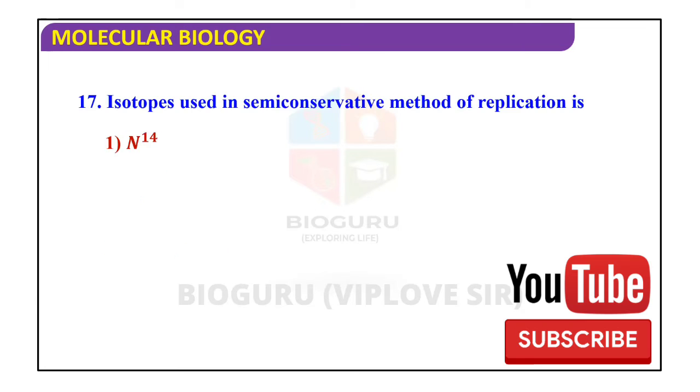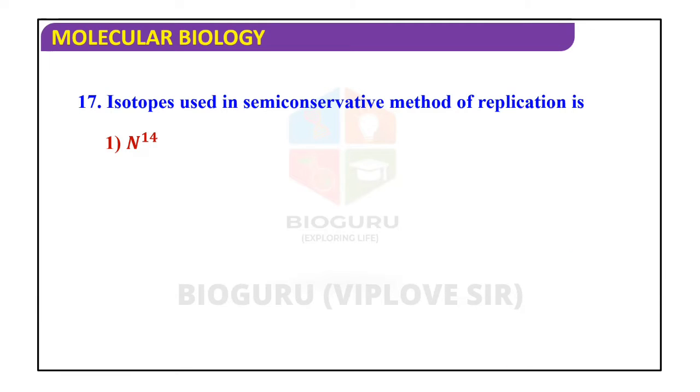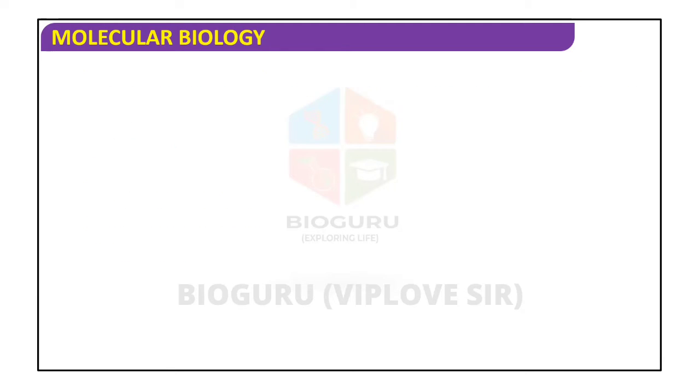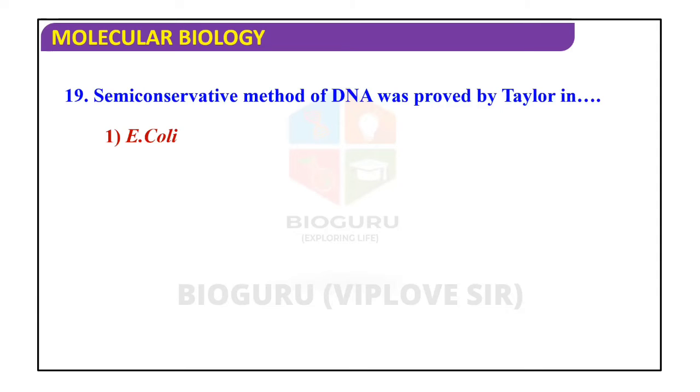That's great. Isotopes used in semi-conservative method of replication is N14, P32, N15 or O18. Yes, it is N15. That's great. Semi-conservative method of replication was experimentally proved by Chargaff, Watson and Crick, Meselson and Stahl, Linnaeus. It is Meselson and Stahl. That's great. Semi-conservative method of DNA was proved by Taylor in E. coli, 5174, then Vicia faba or Streptococcus. Yes, it is Vicia faba.